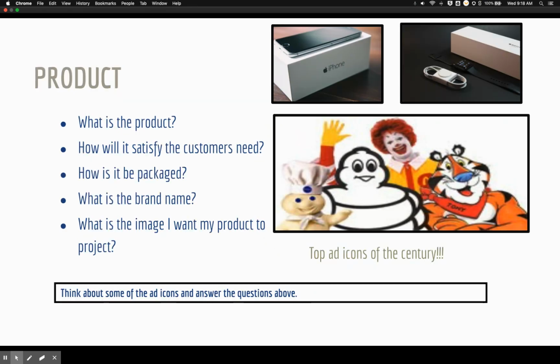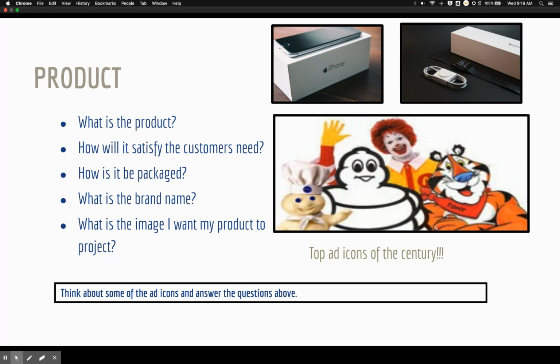All right. So let's break down the 4 Ps a little bit more. So the first one is product. Now, that is the actual physical product itself. What need does it satisfy, or what want does it fill for the customers?